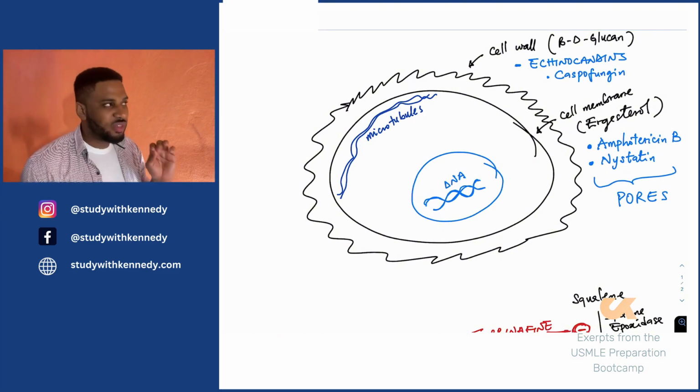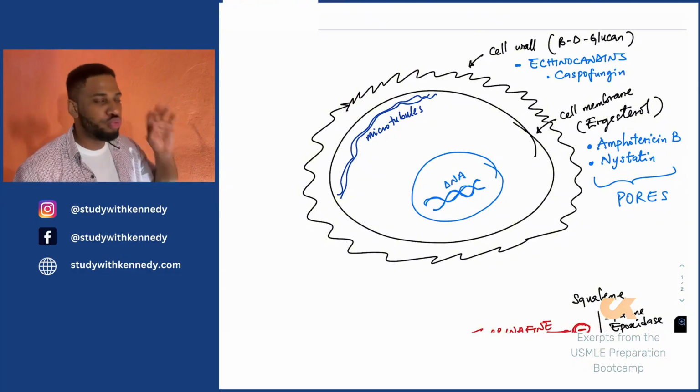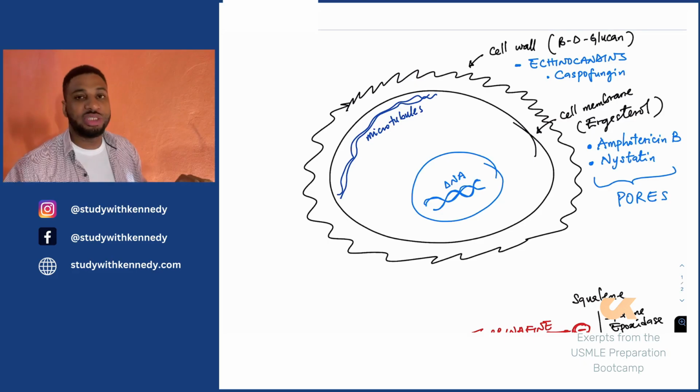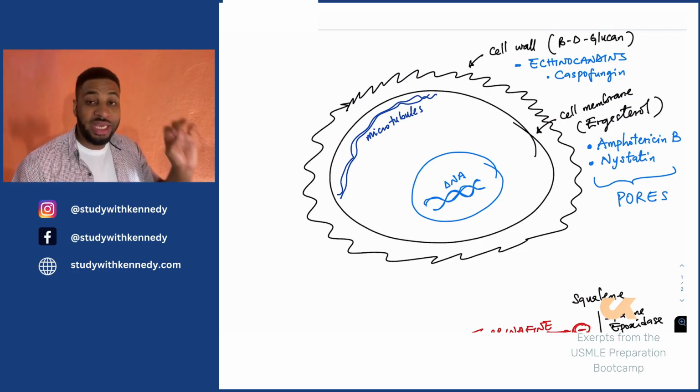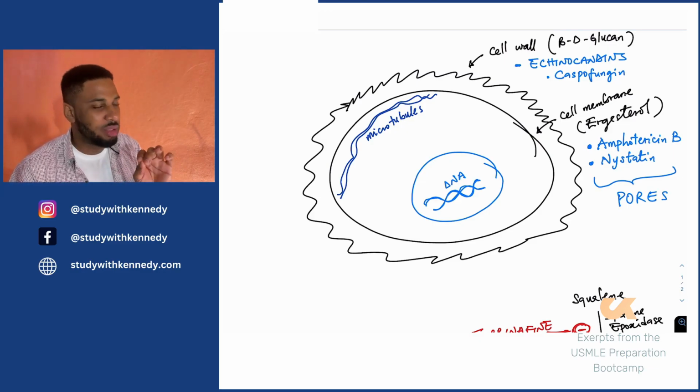Then we decided, okay, what if we can destroy the cell membrane? There are 2 ways. We can make pores on the cell membrane, just straight up bulldoze the cell membrane, poke holes in the cell membrane. Amphotericin B, nystatin. So what is the mechanism of action of amphotericin B? Amphotericin B makes pores in the cell membrane of fungal cells. It's like the most potent antifungal agent we have.